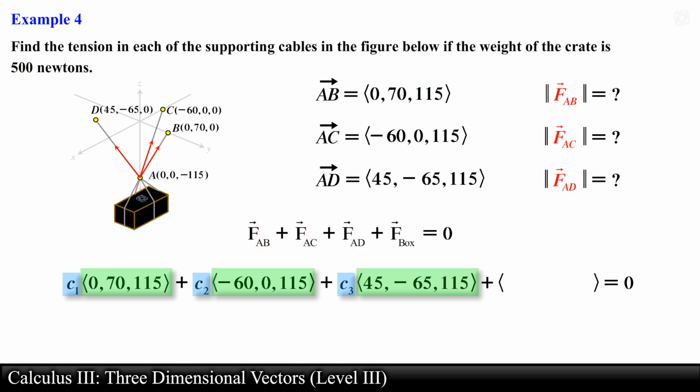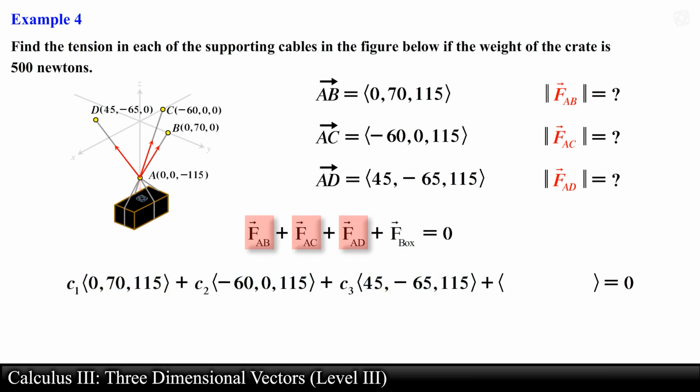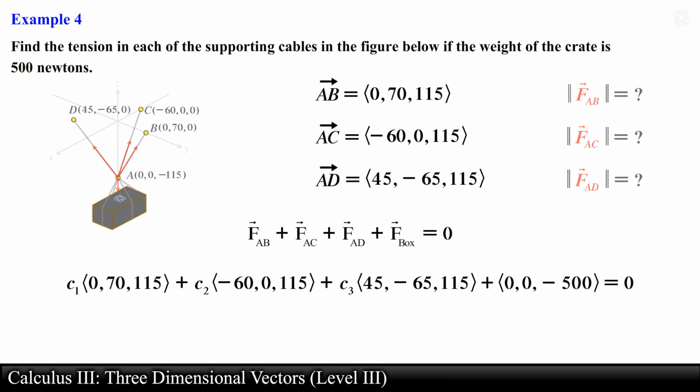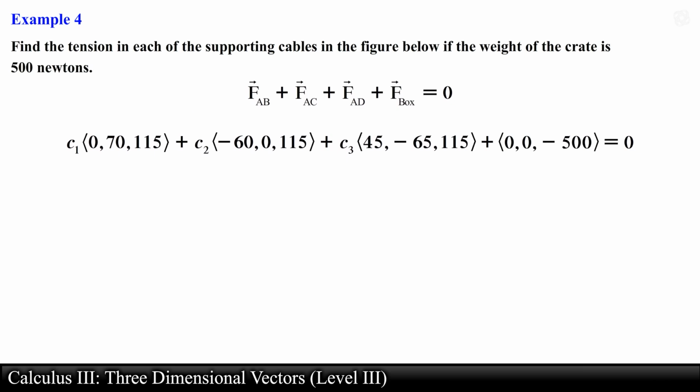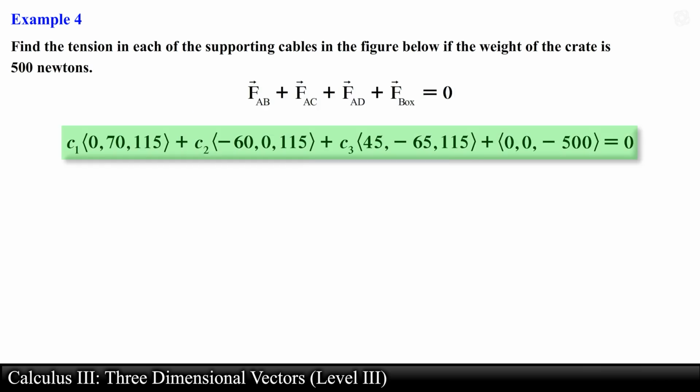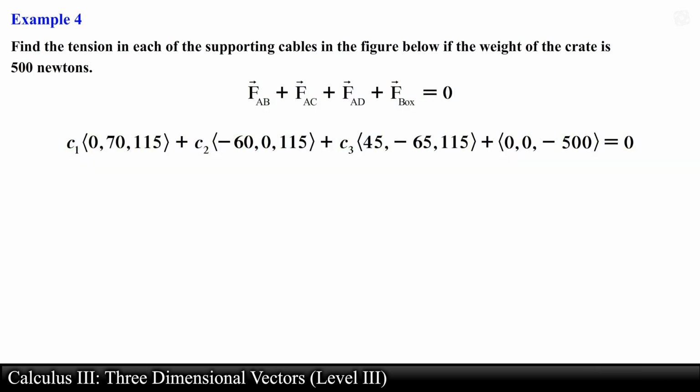We will use these constants along with the direction of the ropes to temporarily represent the tension forces. We will also express the weight of the crate as a force with only one component, in this case, negative 500 newtons along the negative z-axis. Now we can go ahead and find the sum of all the forces and set it equal to 0, as follows. Next, we need to extract 3 separate equations, one for each component.